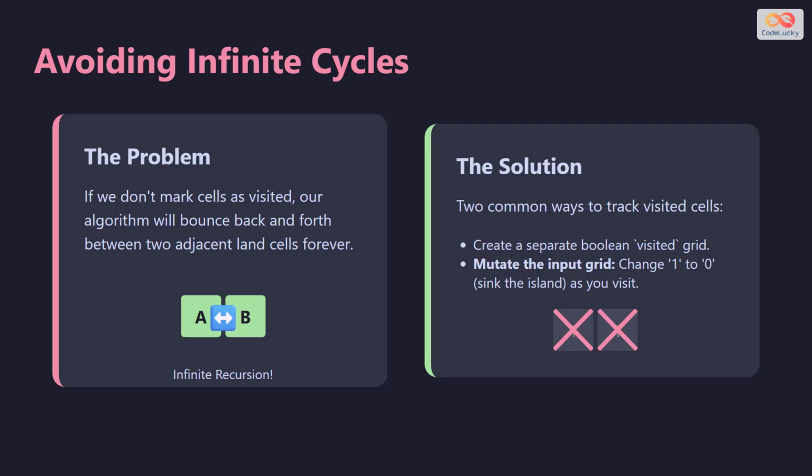There is a common pitfall here. If we don't mark cells as visited, our algorithm will bounce back and forth between 2 adjacent land cells forever, causing an infinite loop or a stack overflow. To fix this, we must track where we have been. An efficient way to do this without using extra memory is to modify the input grid directly, changing visited ones into zeros to sink the island as we count it.